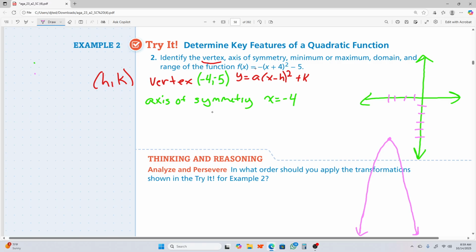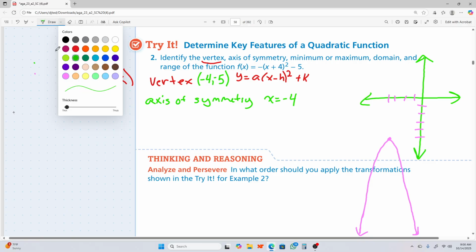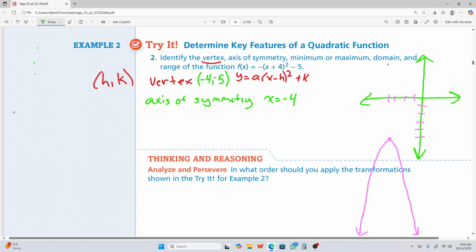And because A is negative, we know we got a parabola facing down, and our y-intercept would be way down at -21. And this axis of symmetry is this line right here, where you make a vertical line that turns your parabola into its mirror image. So if you folded the parabola on this green dotted line, they would have the same points on top of each other. That's our axis of symmetry.